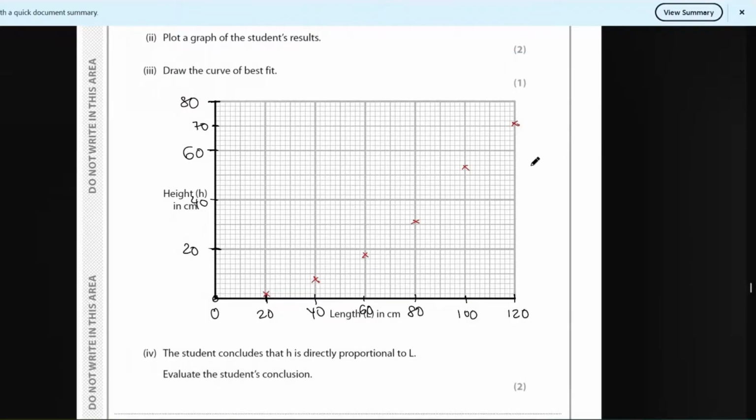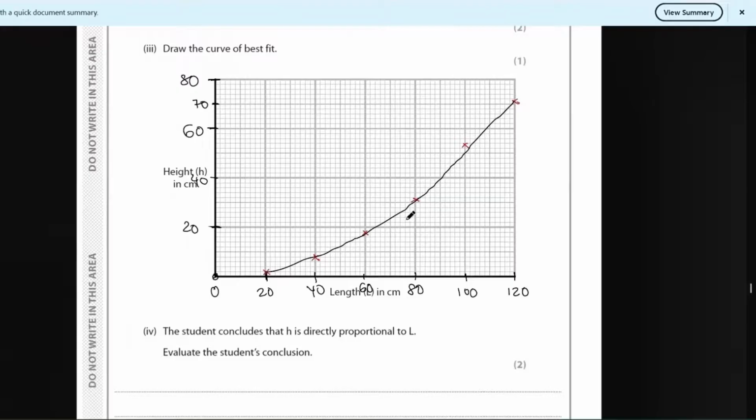So since we have plotted the points, question number 3 says, draw the curve of best fit. So when we think about the best fit curve, the plots show that it's not going to be a straight line. It should be a curve. So let's ensure that we draw a nice curve passing through almost all the points. Maybe you can do a better job. That's not too bad, but I think when you do it on the paper, you can draw a smoother line than this.